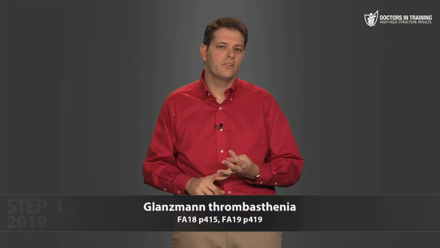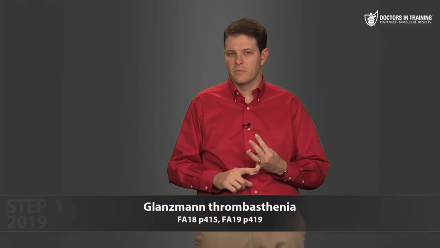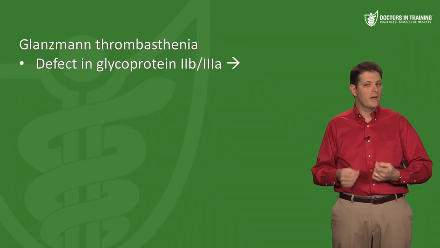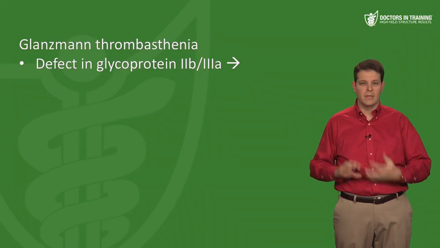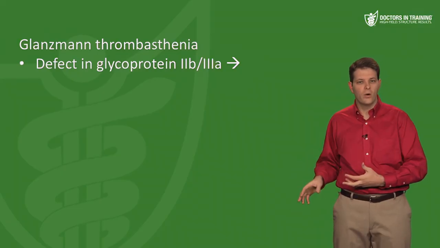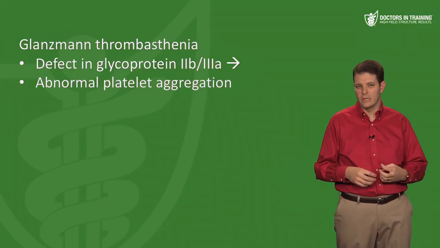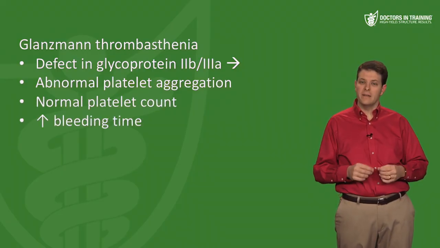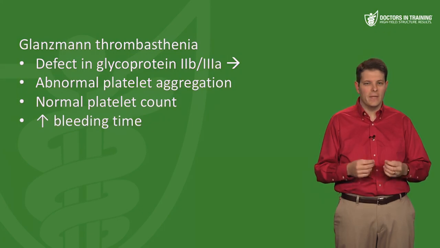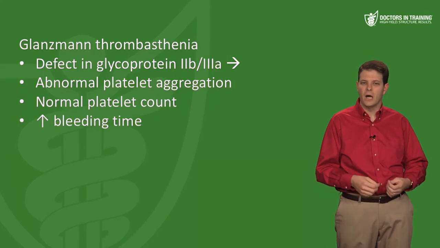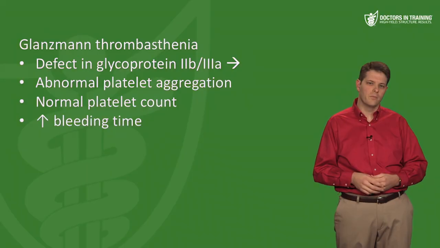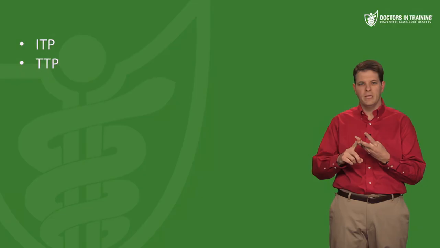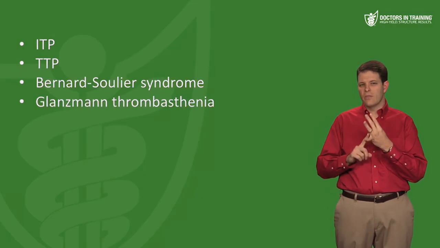And then our fourth platelet disorder is called Glanzmann's thrombasthenia. This is a defect in glycoprotein 2b3a. So what platelet process will that affect? Aggregation. Platelet adhesion is normal, platelet activation is normal, but the platelets can't aggregate normally. So here the platelet count is normal, there's no thrombocytopenia. But the bleeding time is still going to be increased because again, without platelet aggregation, you can't form a platelet plug. So bleeding time is prolonged. So again, those are your 4 major pure platelet disorders: ITP, TTP, Bernard-Soulier syndrome, and Glanzmann thrombasthenia.